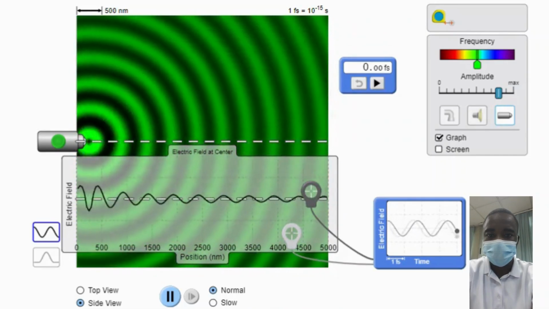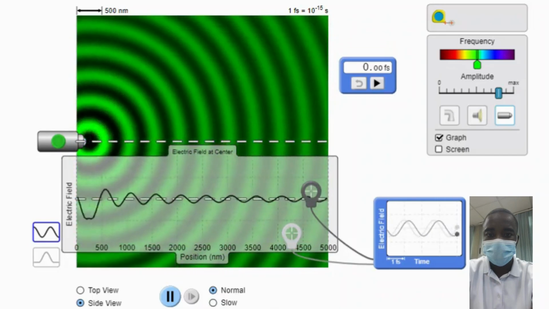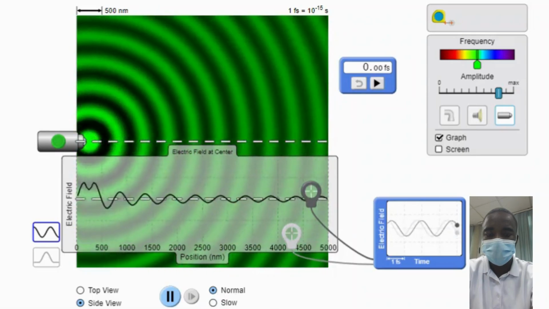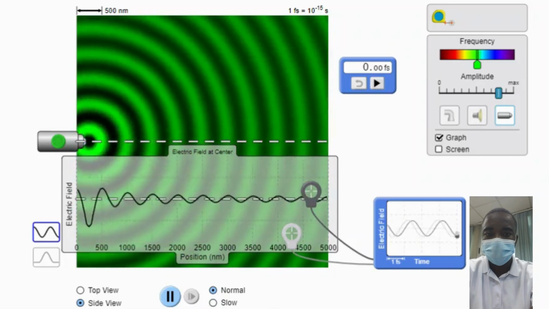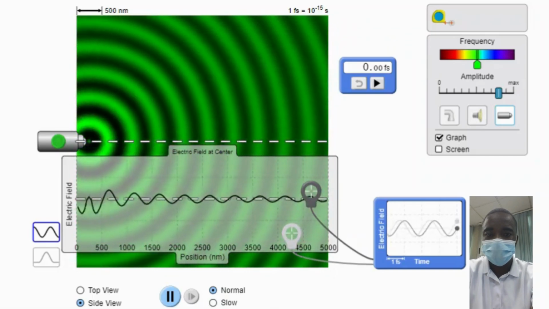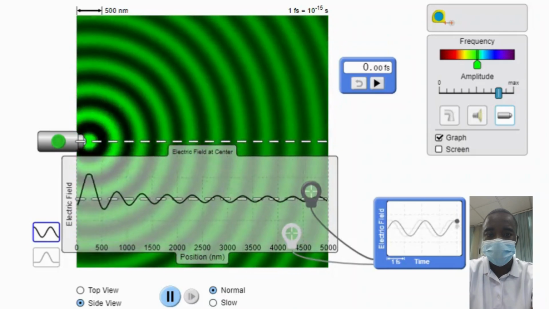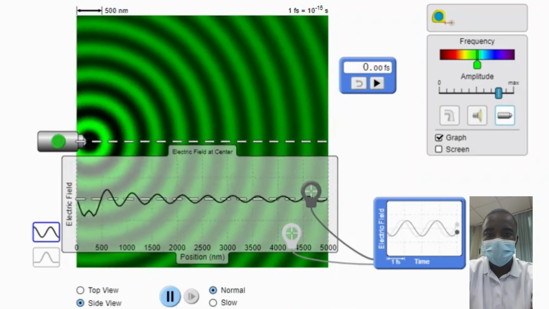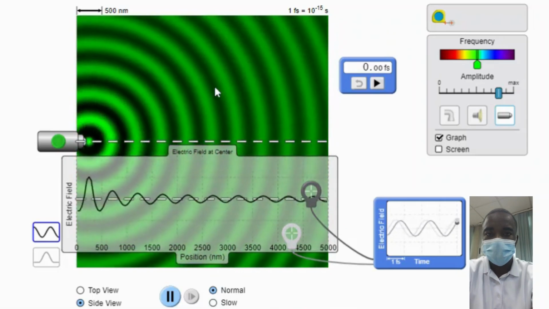Students can observe the wave patterns, interference patterns, and diffraction patterns in real time, helping them to grasp complex ideas more easily. The simulation offers immediate feedback, allowing students to see the results of their adjustments instantly. This helps correct misunderstandings quickly and reinforces learning through trial and error.